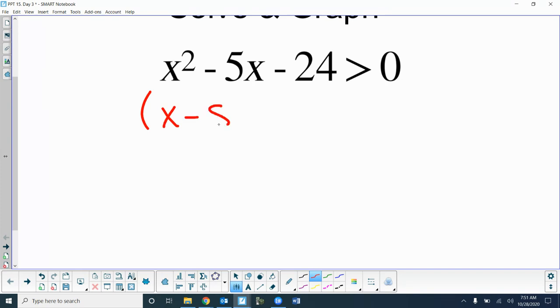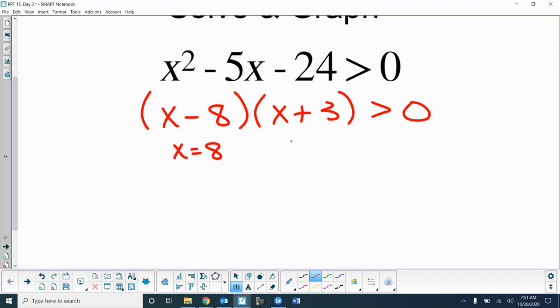So x minus 8 and x plus 3. Remember, it's got to be 0 on the right. A couple of them on your homework weren't like that, so you had to move it over first. So x is 8. You guys know you're supposed to set it equal to 0. So it's basically the opposite of what's up there, right? Those are my critical values.